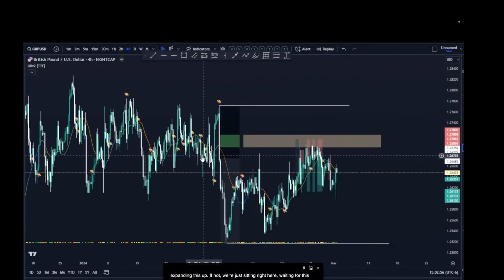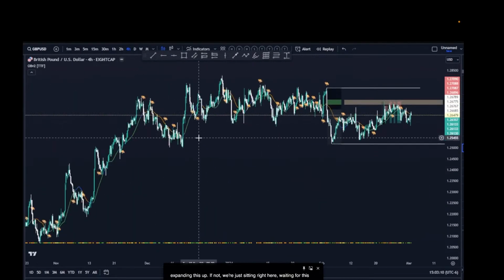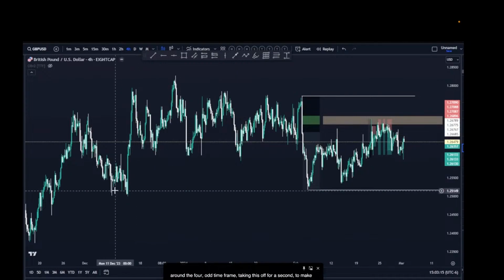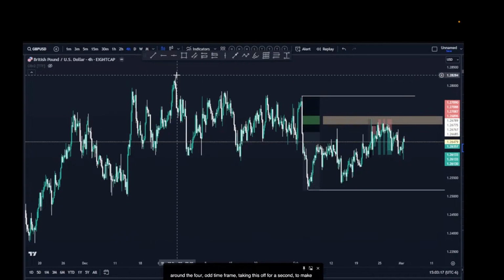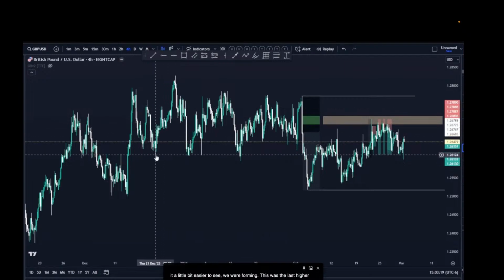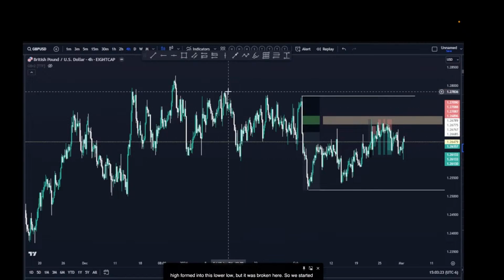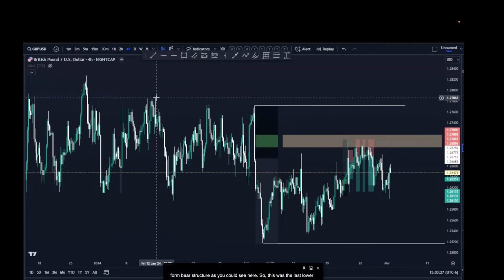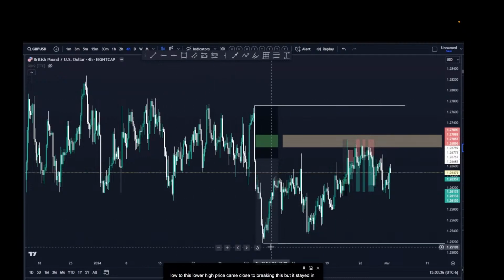Now, looking at GU on the 4 hour time frame, taking this off for a second to make it a little bit easier to see. This was the last higher high that formed into this lower low, but it was broken here, so we started forming bearish structure, as you could see here. So this was the last lower low to this lower high. Price came close to breaking this, but it stayed in place and just completely tanked down to that area.